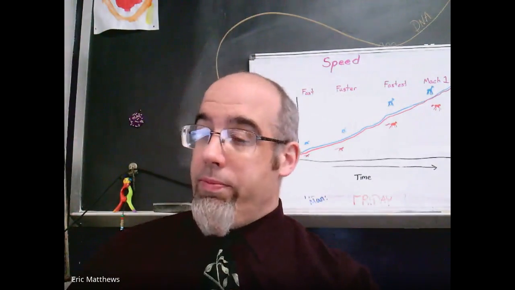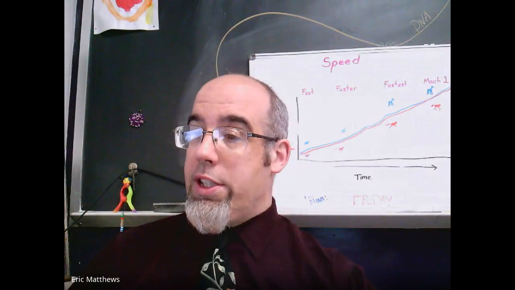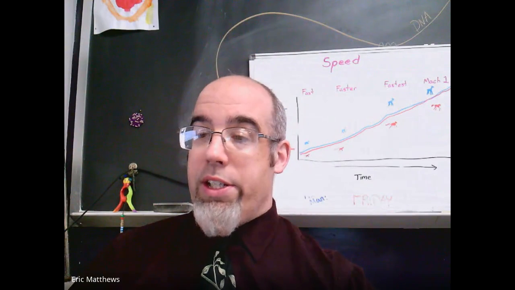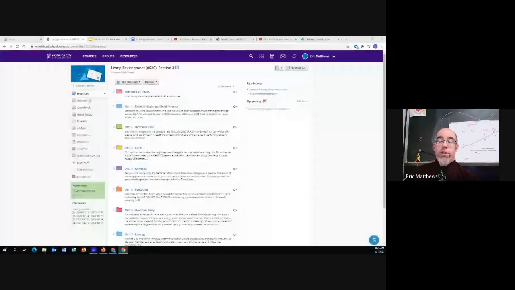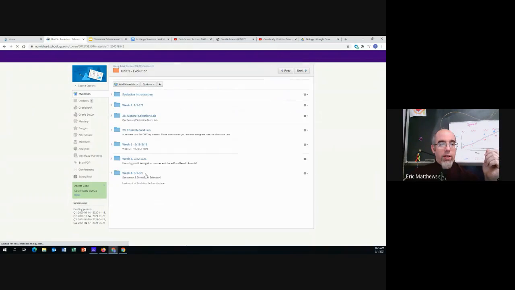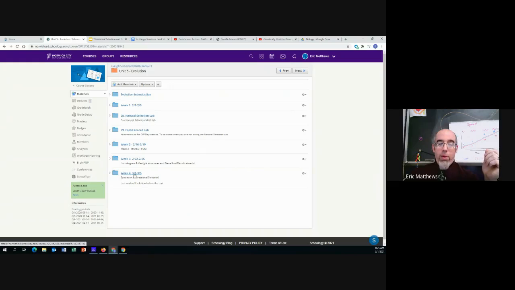So let's do that. Let's get through the things that we got to do. So, of course, we are in Schoology as we have been for 6 months. We're in Unit 5 for evolution. And here I've started up our Week 4 folder from the 1st to the 5th. And it says Speciation and Directional Selection, which is that specialized version that we're going to be talking about.